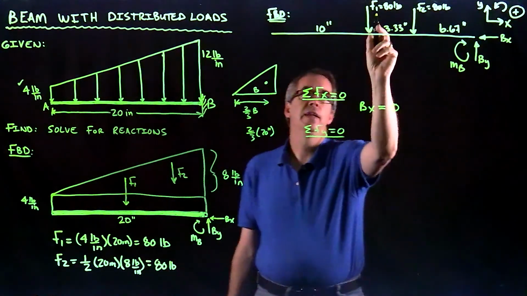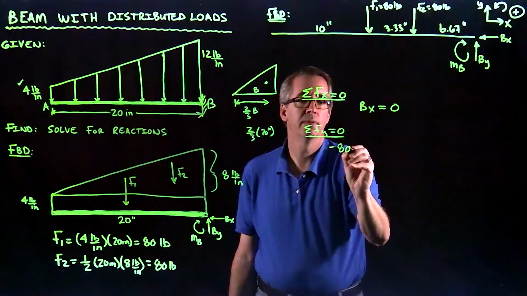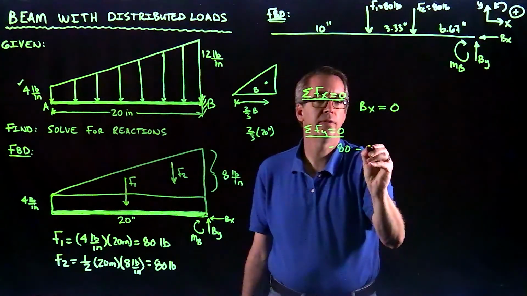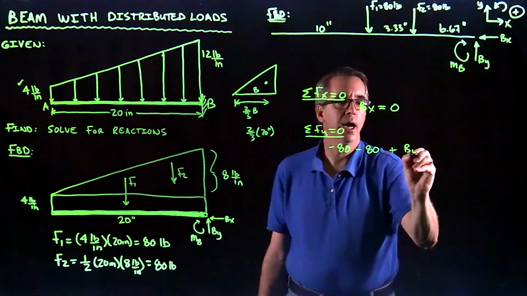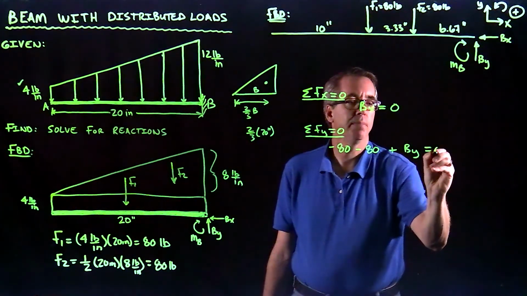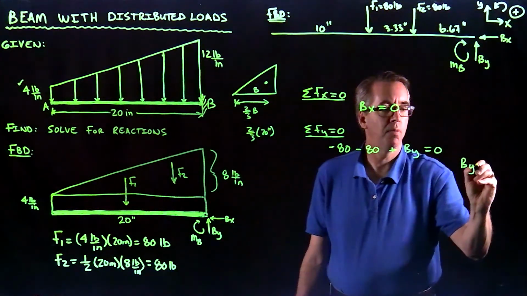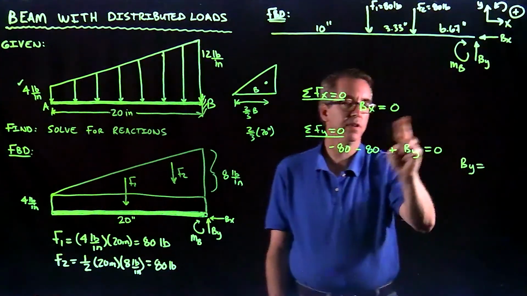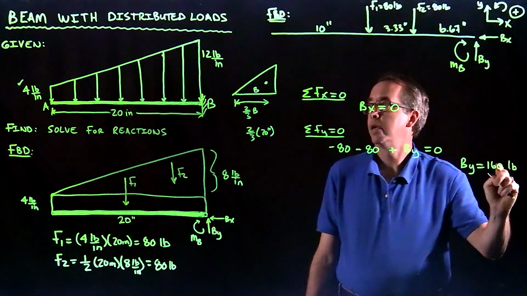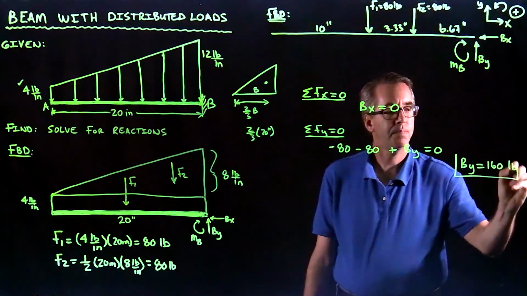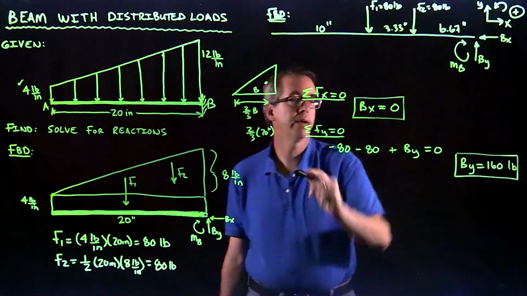Why don't we take a look at forces in the y? In the y, based on my positive notation, I have minus 80 from force 1. I have another minus 80 from force 2. Then I have By going up, which would be positive, and all that has to be equal to 0. So when I solve this, you'd have a minus 160 that we move over. So By is 160, and these were in pounds. So there's Bx and By. I'll go ahead and box these.